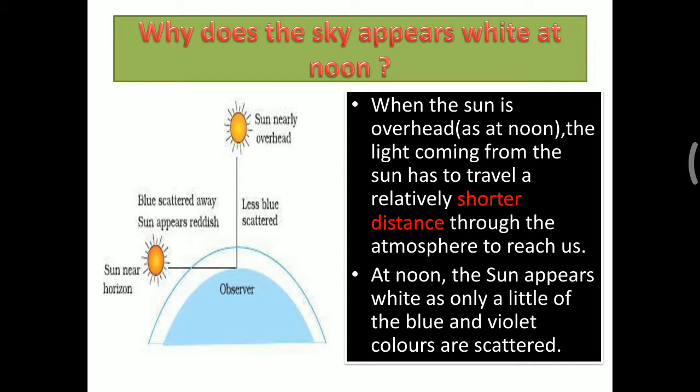And look at this image. The observer on the earth. The sun near the horizon means it has to travel a longer distance to reach our eyes. But at noon the light has a shorter distance to reach our eyes. When it is a shorter distance, the scattering of light is less. So the sky appears white. When the distance is longer, the blue colors are scattered away, and only the red reaches our eyes. So the sun appears reddish.